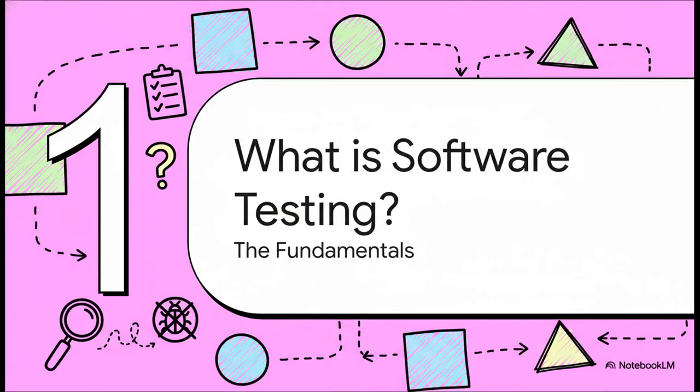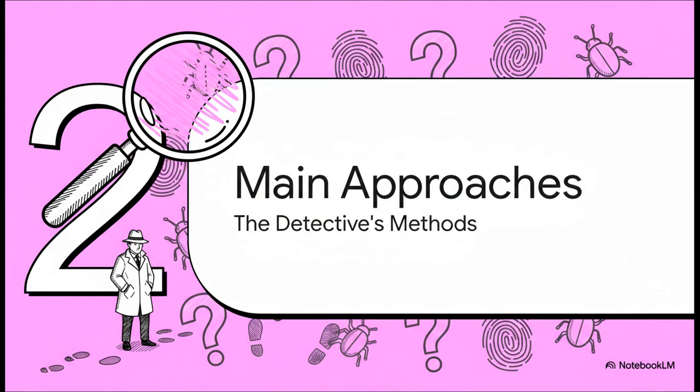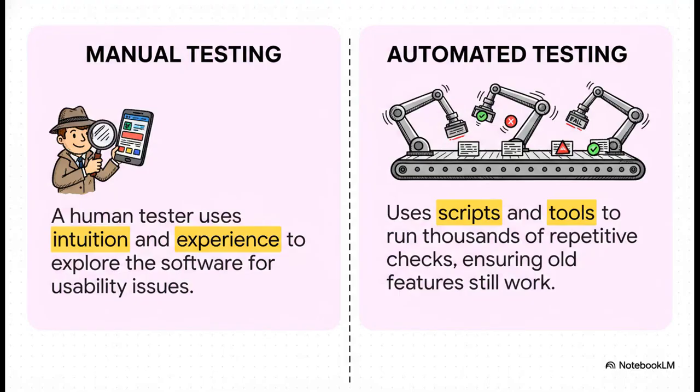All right, so let's start our investigation with the absolute fundamentals. What are we really looking for when we put software under the microscope? Every good detective has a method, right? A way of thinking. And in the world of bug hunting, there are two main ways to approach a case. So think of it like this. On one side, you've got manual testing. This is your classic boots-on-the-ground detective work.